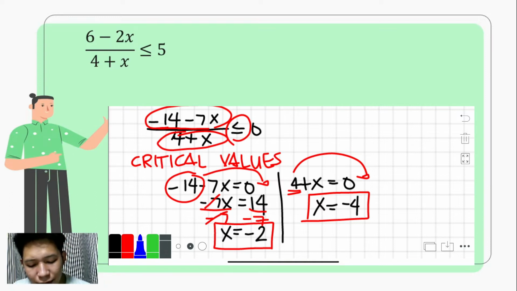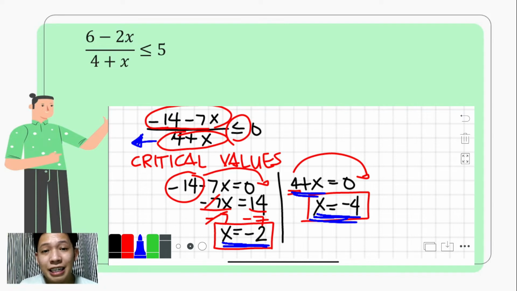Which critical value came from the denominator? Is it this one or this one? Actually, it's x equals negative 4, because 4 plus x came from our denominator. So that is the critical value that will make our rational inequality undefined.